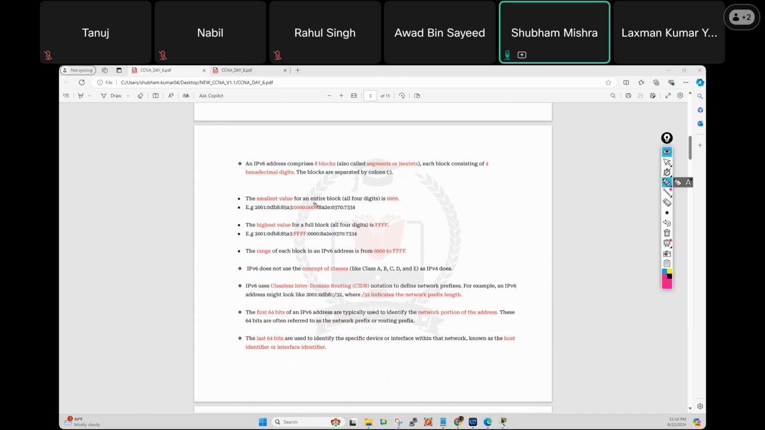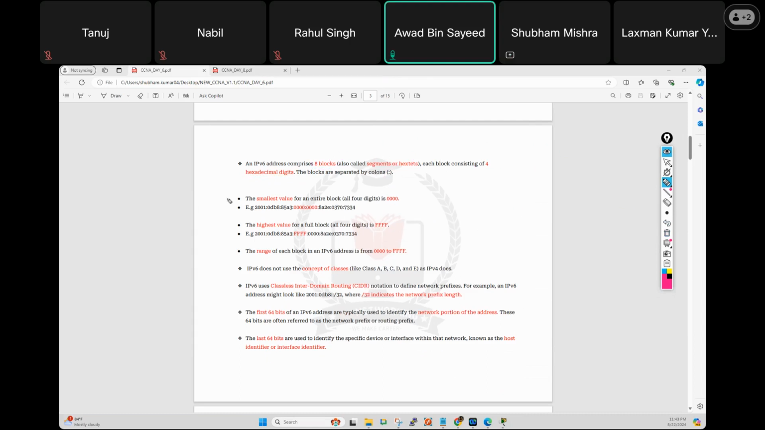Okay. IPv6 has how many blocks? 8 blocks. Each block is sometimes called a segment in some books, or in some books you will get hextet. Each block consists of 4 hexadecimal digits, and each one is separated by a colon. But in the case of an IPv4 address, we separate by a dot. In IPv6, we separate by a colon. Clear, everyone?